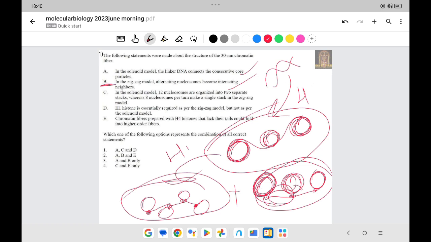cores are connecting together. So in the case of the second statement, this one is also right. And for the fourth statement, they are saying the H1 histone is essentially required for the zigzag model, but not for the solenoidal model, which is not true.